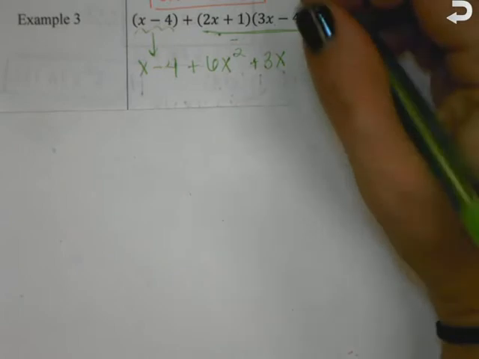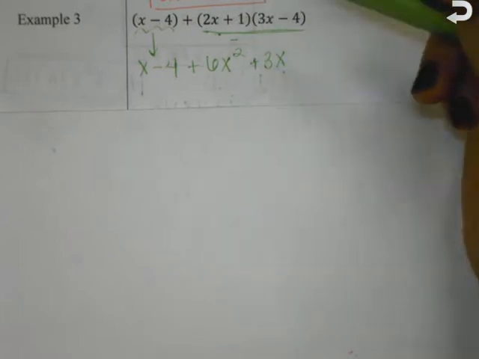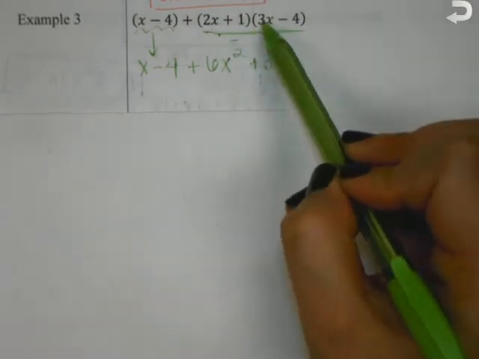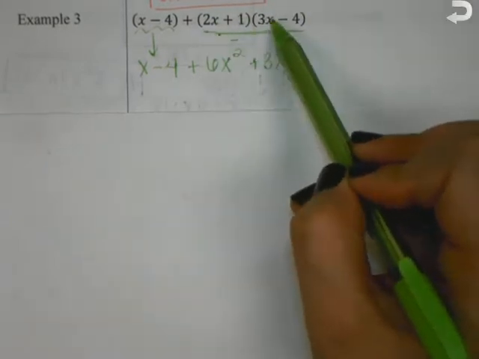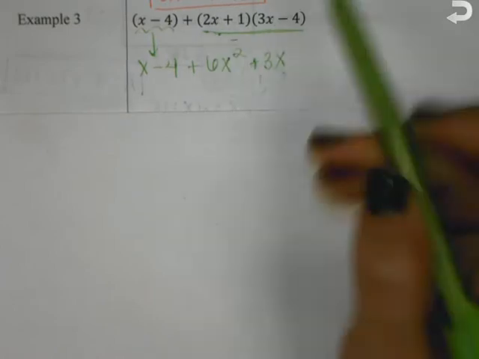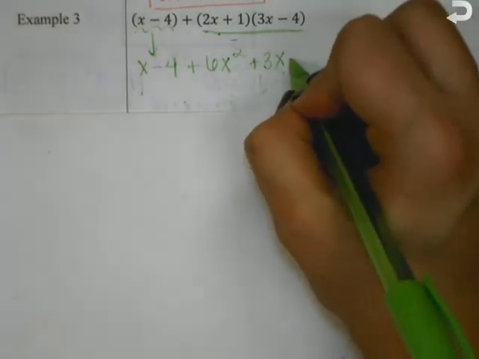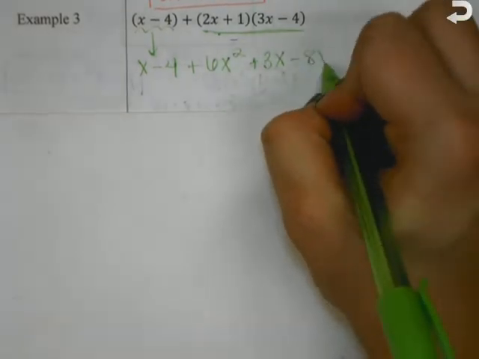So we have 2x squared, or 2x times 3x. I didn't do 2x times negative 4. What should that give me? Negative 8x. And then plus 3x, and then negative 4. Okay?